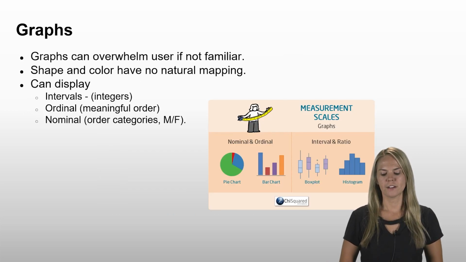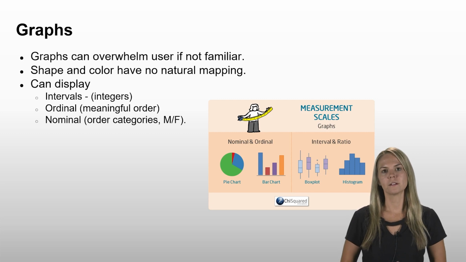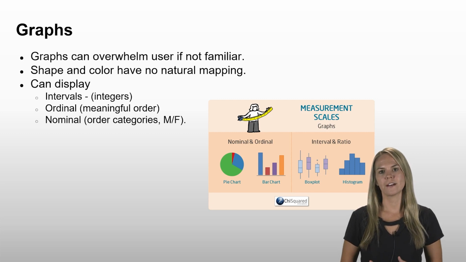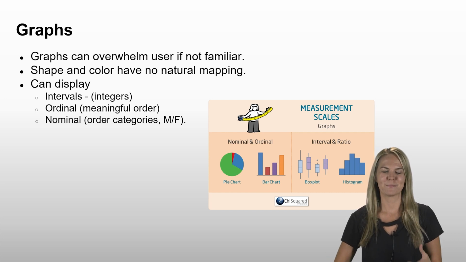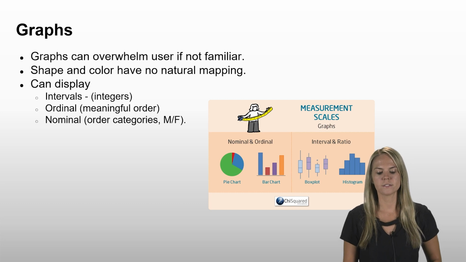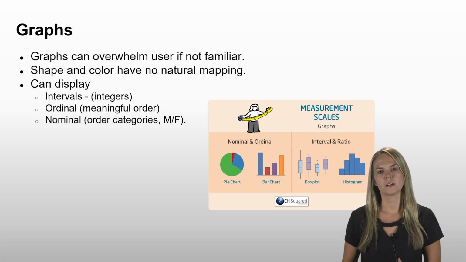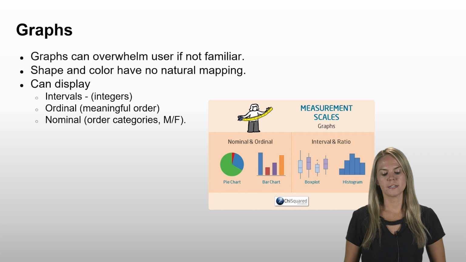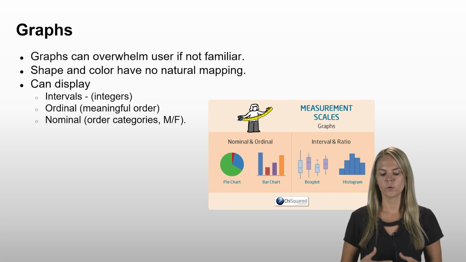And again, graphs can overwhelm the user if it's not familiar. Shape and color to the graph have no natural mapping for our brain's limitation capability. Shape and color don't pertain to any specific thing in our minds. We can display things on the graph such as interval data, which is our integers, ordinal data where we have meaningful order, or nominal data where we have categories like male, female, or something where it's in a category of some sort.